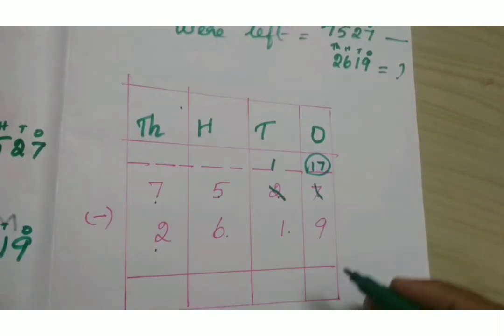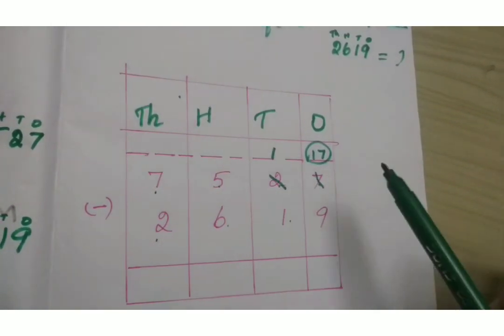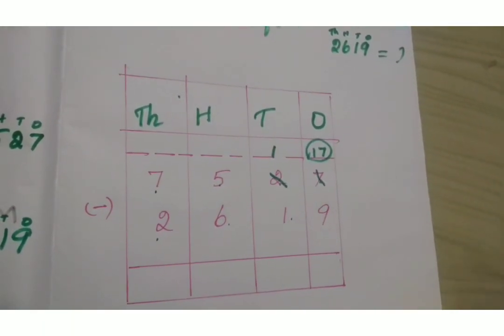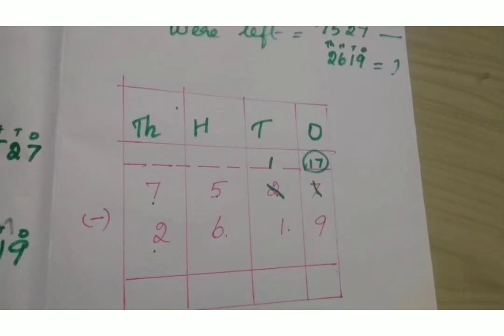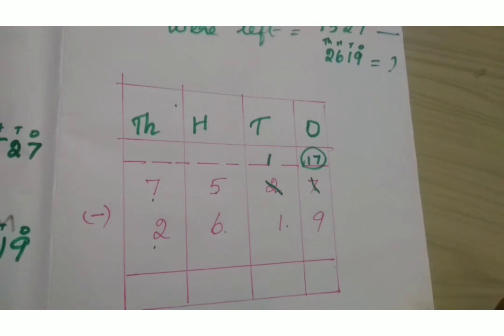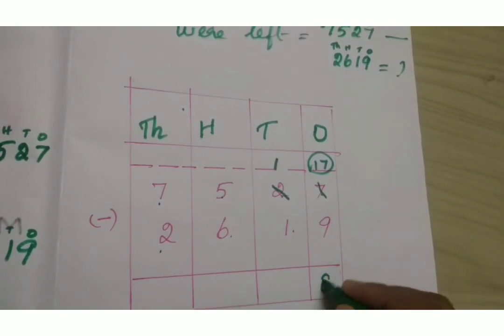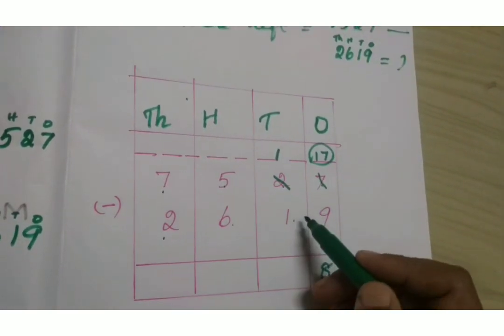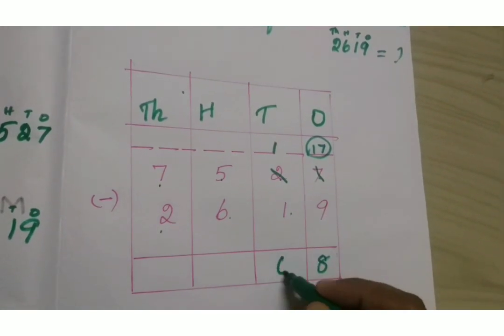You got the number 17. 17 in the mind, 9 in the finger. 17 before, 16, 15, 14, 13, 12, 11, 10, 9, 8. So 8. And here 1 minus 1. The same number means answer 0.